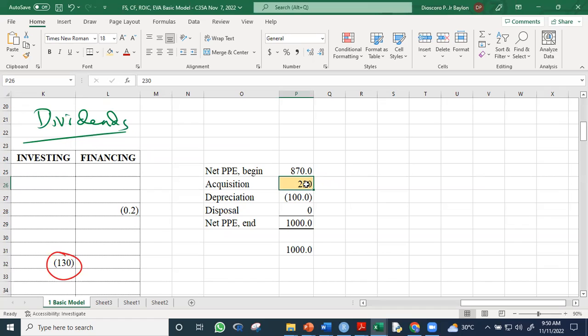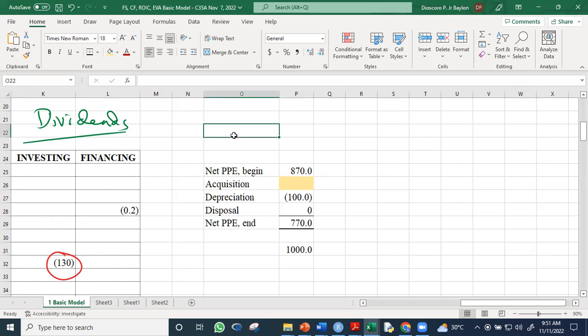Or let me teach you another way. Let me teach you a skill which we can use in Excel. May I ask you, have you used the goal seek function in Excel before? Kindly chat, please, if yes. Goal seek. Kindly chat, please, if yes or no. Okay, good. Thank you so much, class. So this is a good opportunity to learn. So let's make use of the goal seek function in Excel to solve for acquisition.